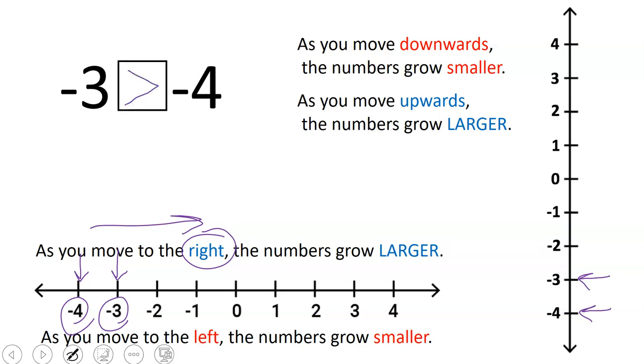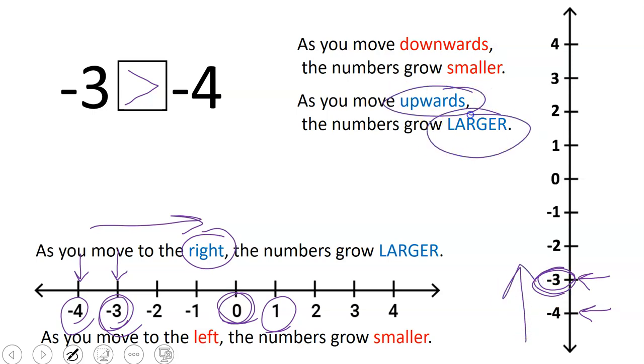And you can also say this because of its distance from 0. -3 is not as far from 0, so it's closer to 0. It's closer to these positive numbers. If you look at the vertical number line, -3 is above -4. And as you move upwards on the vertical number line, the numbers become larger. So -3 is larger than -4.